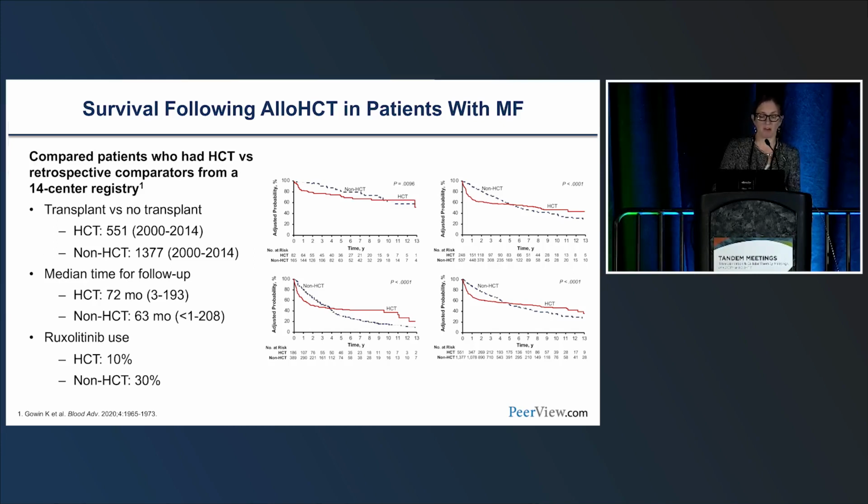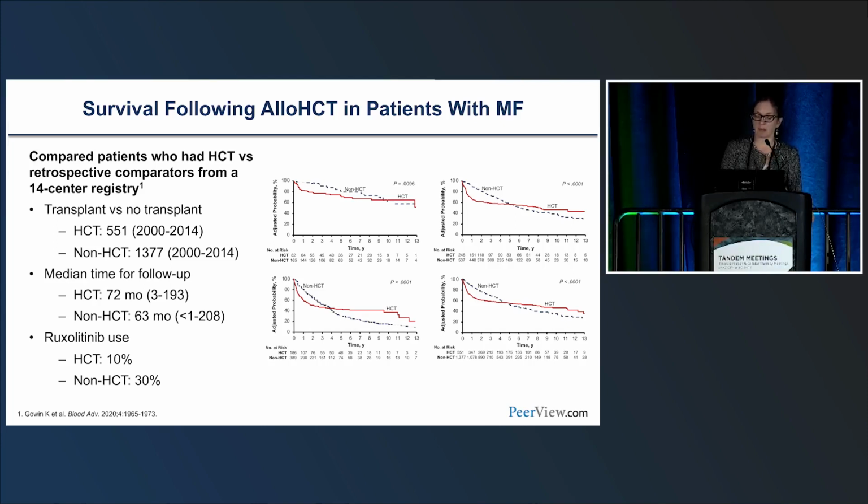The median time of follow-up was fairly similar between the two groups. One thing that is very notable, especially after hearing from Serge about the difference in survival with ruxolitinib, is that ruxolitinib was not approved until around 2011. So it was only the last 3 years of this study that people had access to ruxolitinib. Only 10% of patients were exposed to ruxolitinib prior to transplant, whereas 30% of the patients in the non-transplant arm were exposed.